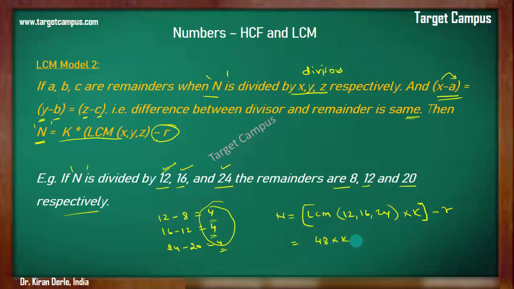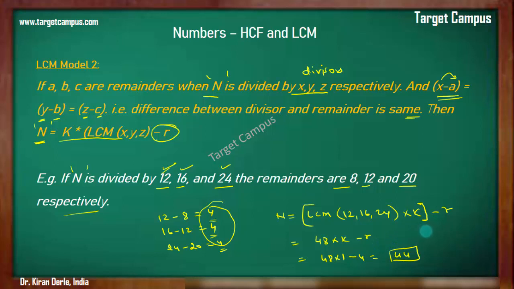48 into k minus r, right? So the least value will be this, 48 minus the common difference 4, that is 44. I hope you are getting this point.